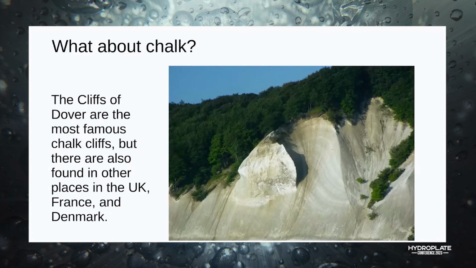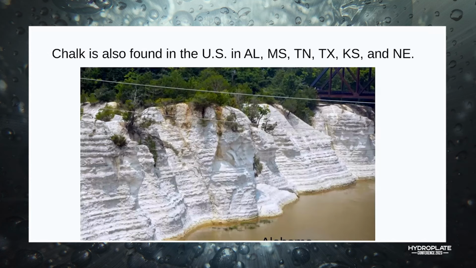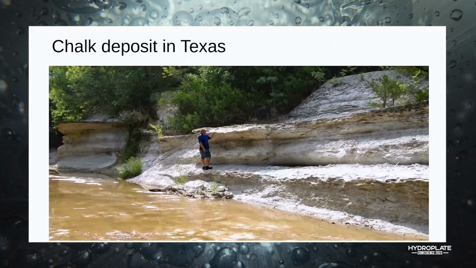Now, what about chalk? The cliffs of Dover are the most famous chalk cliffs, but there are many others in the UK, also France, Denmark, Ireland. And chalk is also found in the United States in places like Alabama, Mississippi, Tennessee, Texas, Kansas, and Nebraska. There's a nice chalk deposit in Texas.